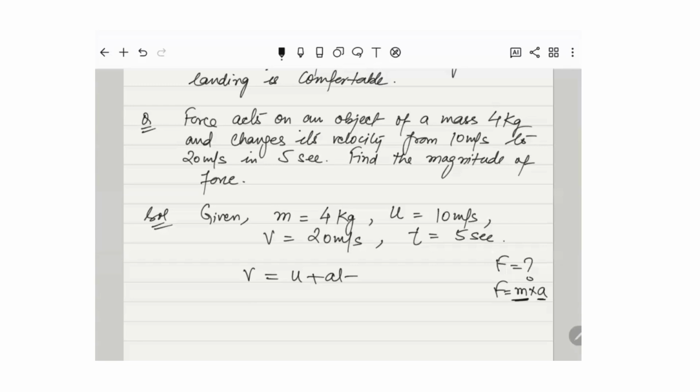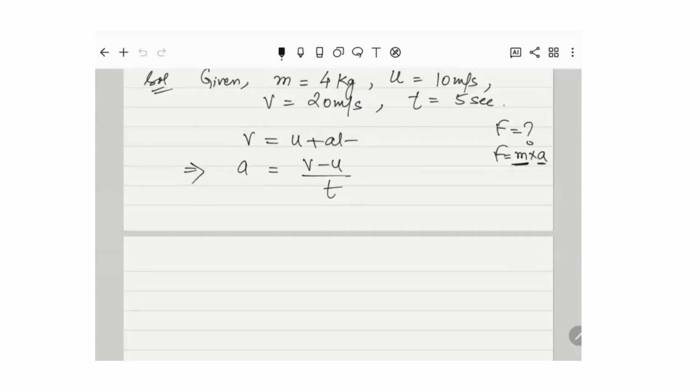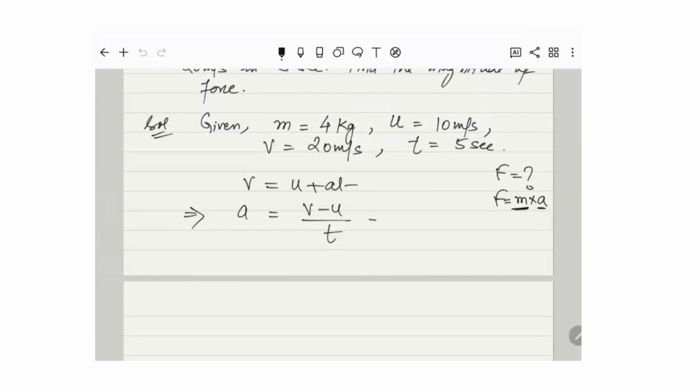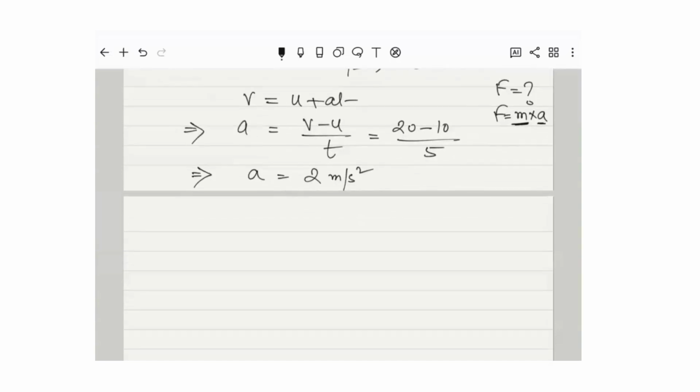And how will we find the acceleration? As acceleration is v minus u upon t, right? Now v is also given, u is also given, t is also given. So put the values here. V is 20 meter per second, u is 10 meter per second, upon time, that is 5. So this is how you will get acceleration, which is 2 meter per second square. Because whenever there is a change in the velocity, there is an acceleration, right? So this is an accelerated motion, right?